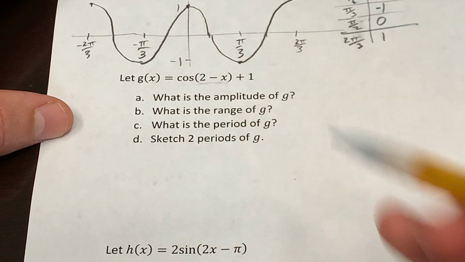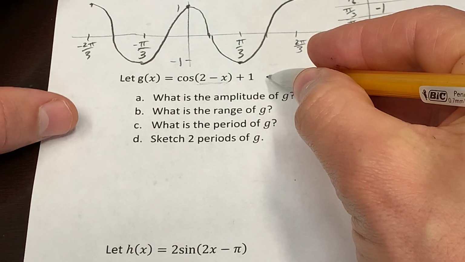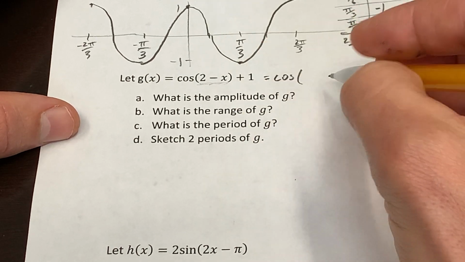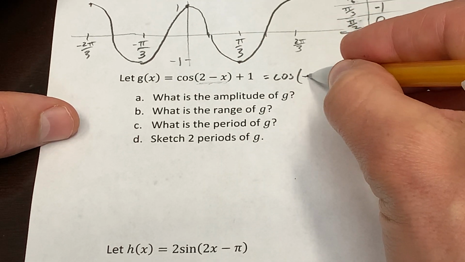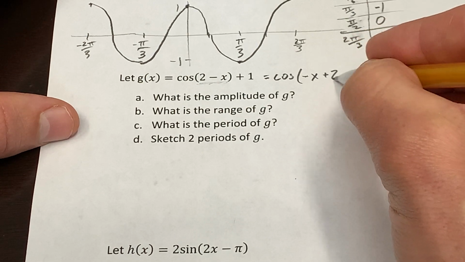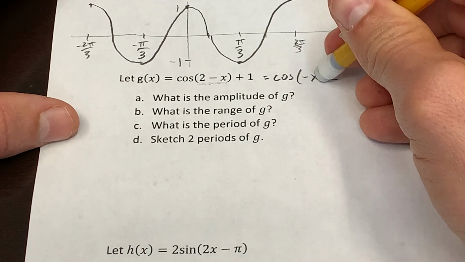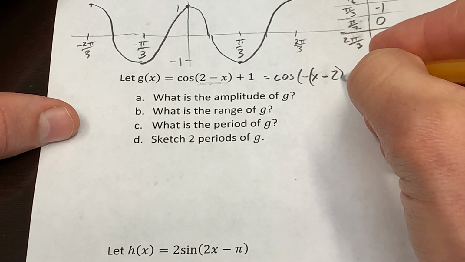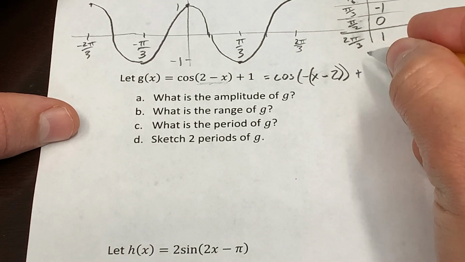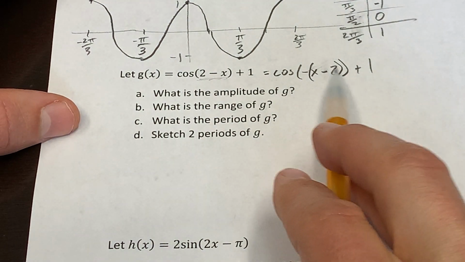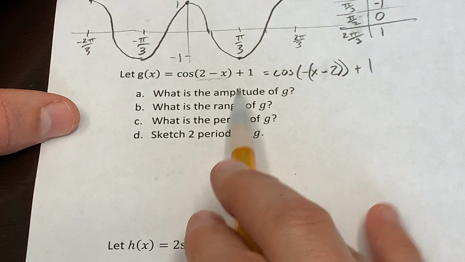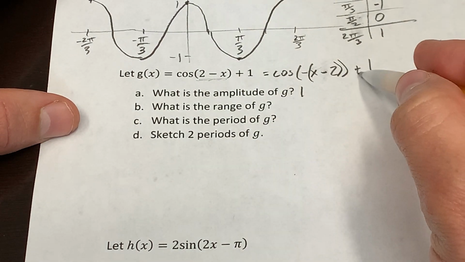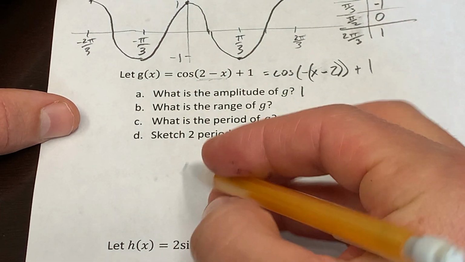What happens if I have something like this that has shifts? I intentionally chose something that's a little tricky there, okay? Well, you could look at this as cosine of -x plus 2, or I prefer to look at it actually as negative the quantity x minus 2. These are shifts, okay? So what's the amplitude do? Well, the amplitude is just 1. The range is changed by a +1 at the end, okay?